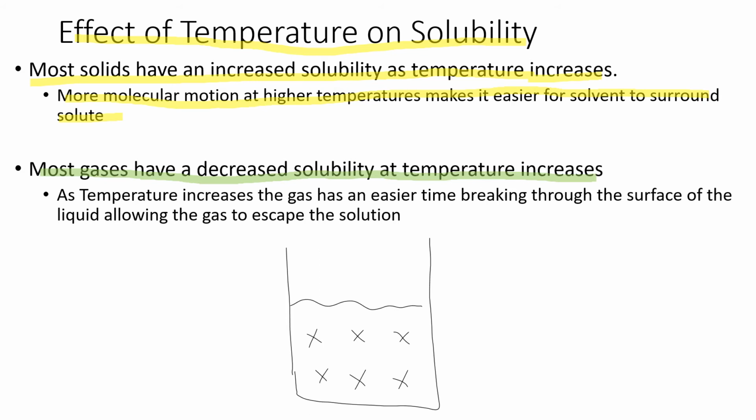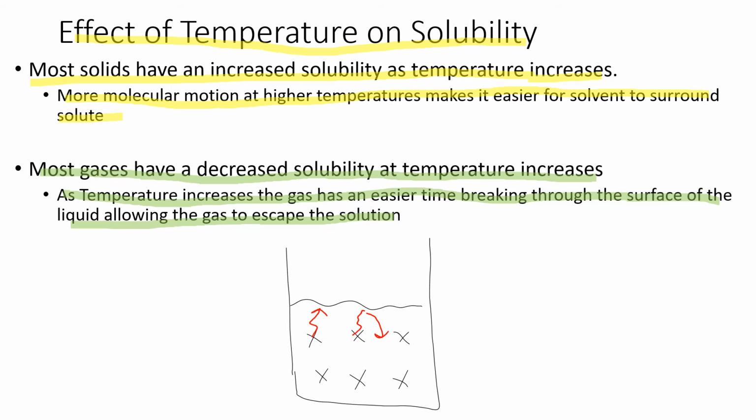You've experienced this before. And the reason is that as temperature increases, the gas has an easier time breaking through the surface of the liquid, allowing the gas to escape the solution. So in this kind of cartoon level diagram on the bottom, the X's represent the solute particles that are gas. Now, when these solute particles come up to the surface of the liquid, two things can happen. They can either have enough energy to break through, or they don't. If they don't have enough energy to break through, it's kind of like hitting the wall of a container. They just get reflected back down.